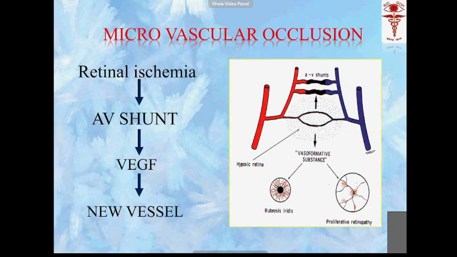This new vessel will be structurally weak. There won't be any pericytes. There won't be a proper basement membrane. Again, they will leak. So where can the new vessels appear? They can appear on the disc or elsewhere. If the new vessels appear on the disc, it is called NVD, new vessels on the disc. If the new vessels appear in other places, it is called NVE, new vessels elsewhere.